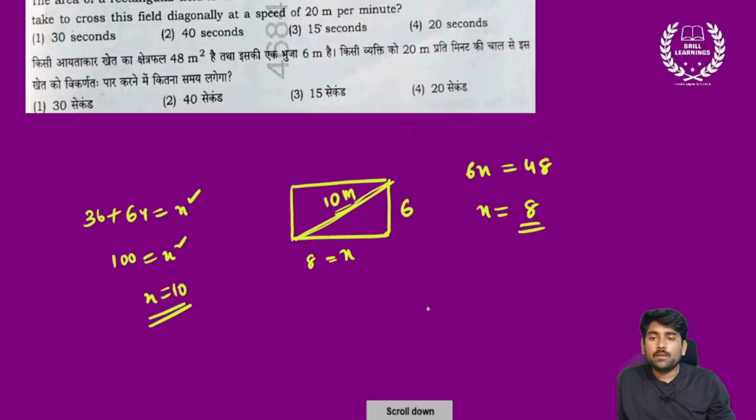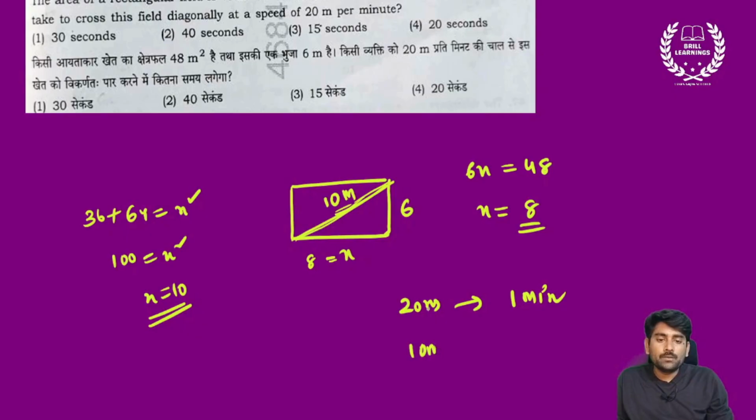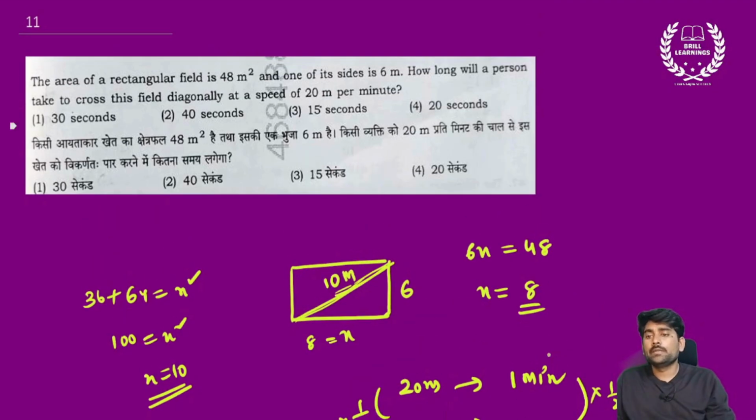So here they have given that for crossing 20 meters, the person takes 1 minute. For 10 meters, it is half the time, right? That is why half a minute only. That is 30 seconds. So the first one is the right answer here. Let's move to the next question.